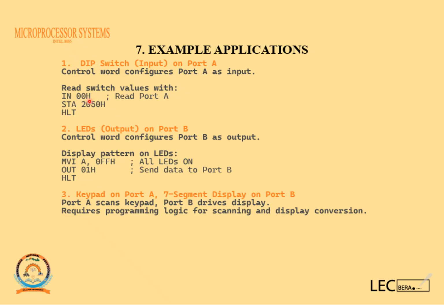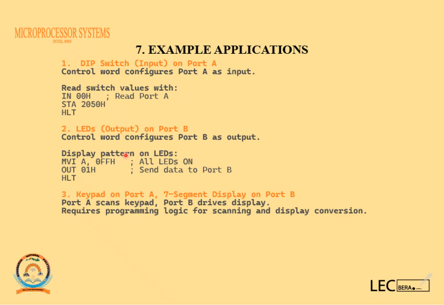So let's say I've connected LEDs as an output device on port B, and I want to send data which is going to turn on the LEDs. So, display pattern on LEDs. MVI A, so I'm loading this data, 0FFH. This is going to turn all LEDs on in port what? In port A. In port B, I mean.